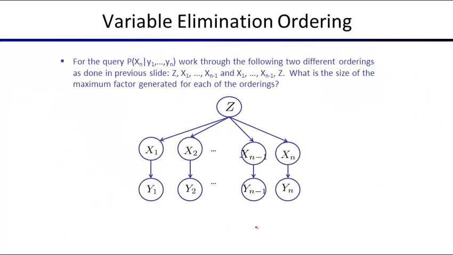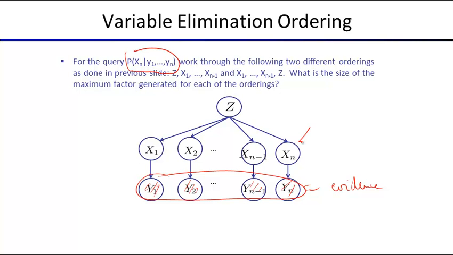Let's look at an example of how good and how bad it could be depending on your choice, and hence illustrating why it's important that you pick the right ordering. Let's consider this query over here, xn, given y1 through yn. So these are all evidence variables here. You can shade them to indicate that. Our query variable is xn, and z and x1 through xn minus 1 are the hidden variables.